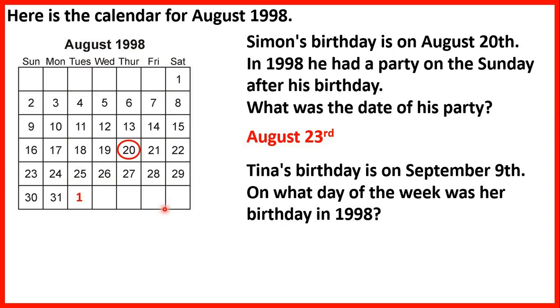Now, either we could keep on numbering each individual day until we get to 9, or we could spot that if we add 7, then the 8th will be on a Tuesday as well, because there are 7 days in a week, so we can add 7, and then the 9th of September will be the next day. And if we go up, we can see that that's a Wednesday.